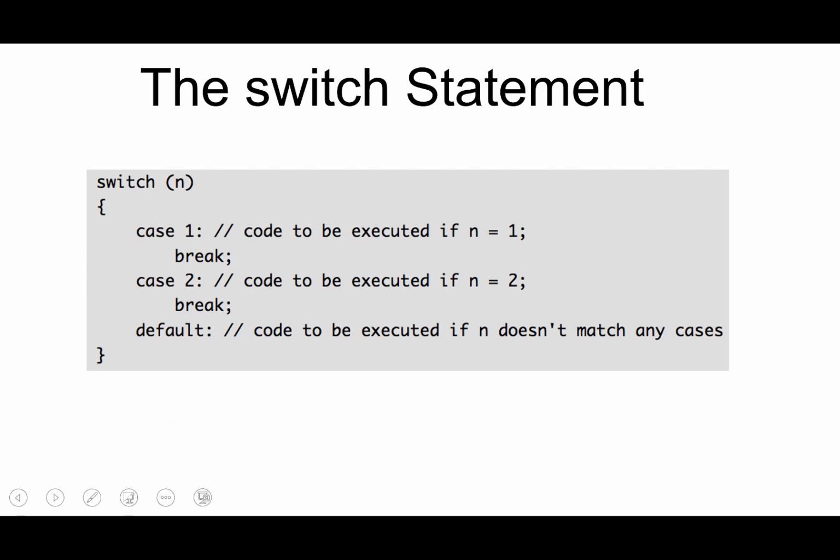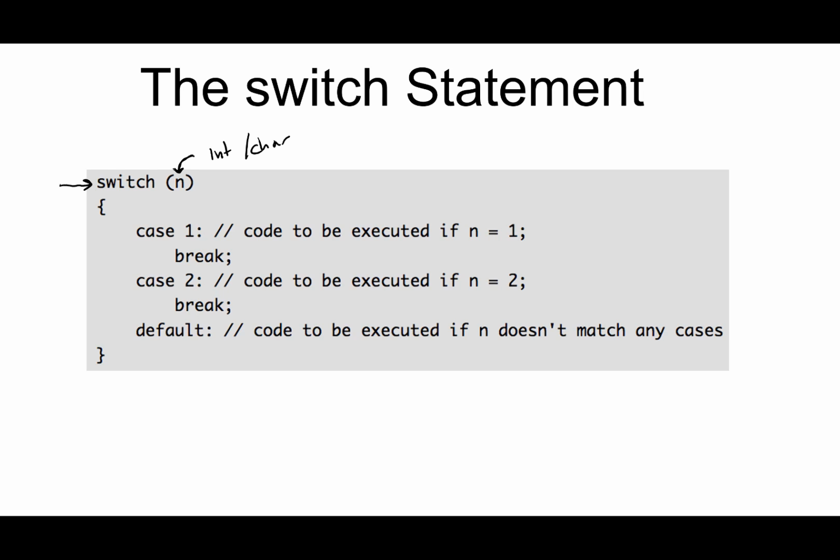So this is an example of code for a switch statement. Basically, we just have this switch. The switch is the start of the switch statement. And this n right here is either an integer or a character. So what this code is going to do is, let's say that we have an n, and this n is either an integer or a character, so it could be either 1 or 2.